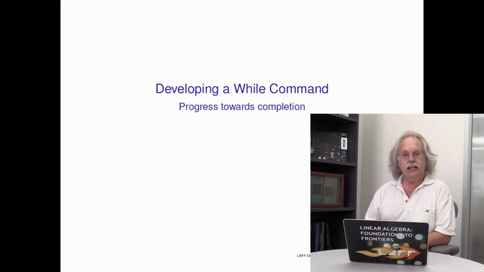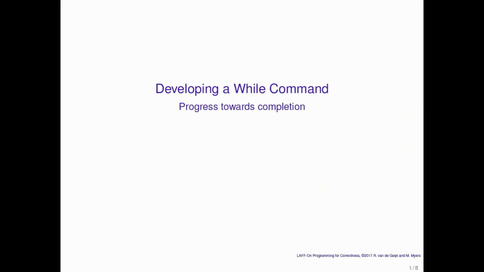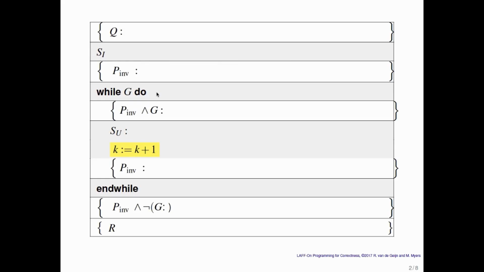So as we observed in the last video, somehow we need to force progress towards completion, or else the skip command becomes the body of the loop, and that's just not going to get us anywhere. So how do we force progress towards completion?